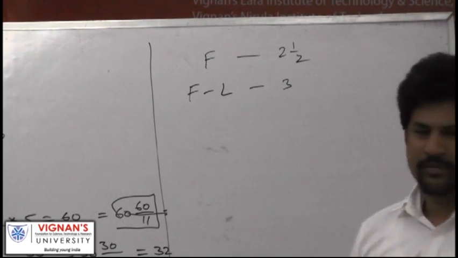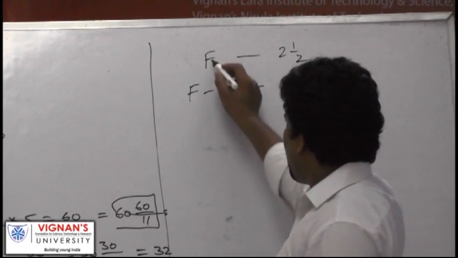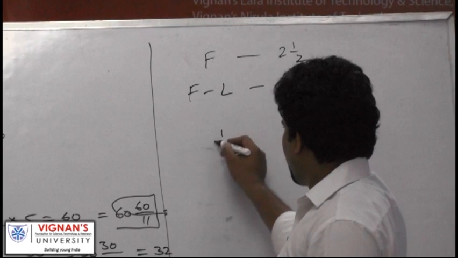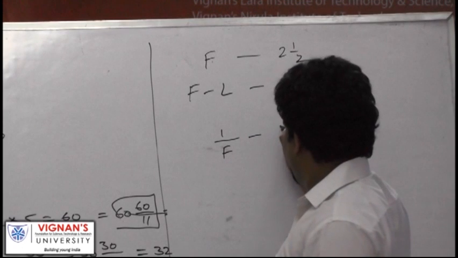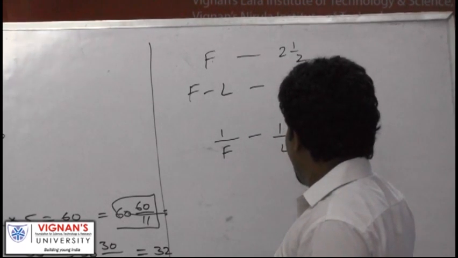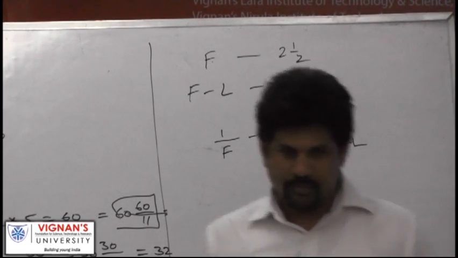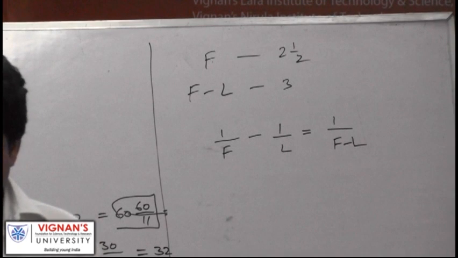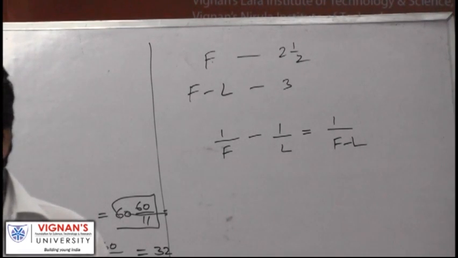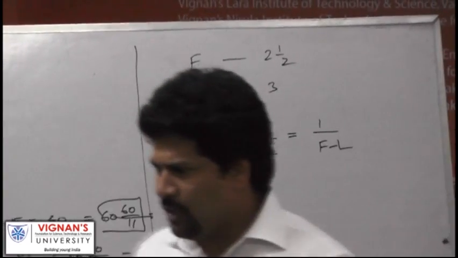So 1 hour's work of filler, 1 by filler, minus 1 hour's work of leak should be equal to 1 hour's work of filler and leak in combination. Am I right? 1 hour's work of filler and 1 hour's work of leak is same as 1 hour's work of filler and leak in combination. Even if they work individually or together, that is their capacity, that's what they can fill and empty.